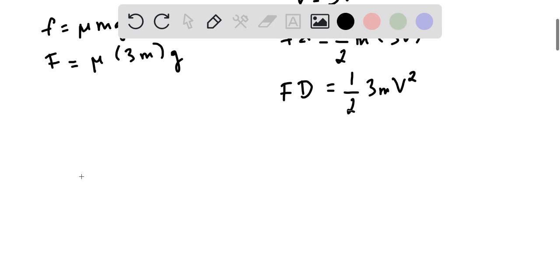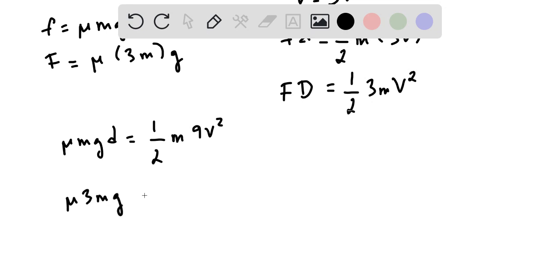Now, all we have to do is relate the distance traveled by the small block, which I denote by small d, and the distance traveled by the big block to the velocities and everything else. We can write this down and say the friction force acting on the small block times its distance is equal to its kinetic energy. And the friction force acting on the larger block times the distance traveled by it is equal to its kinetic energy.